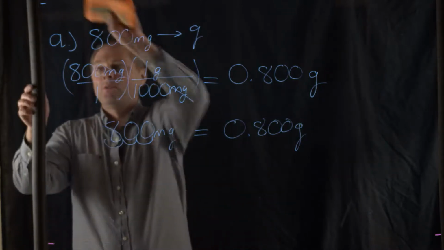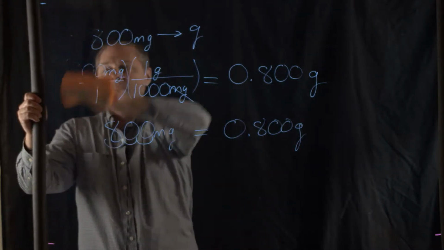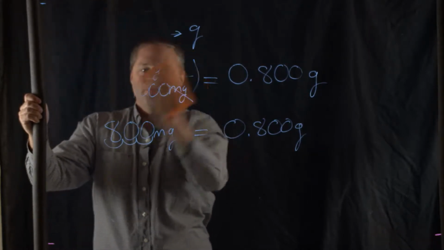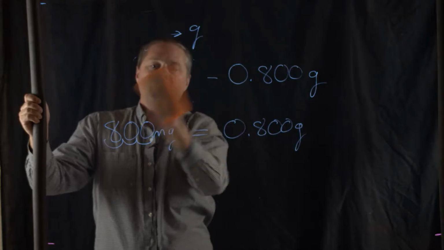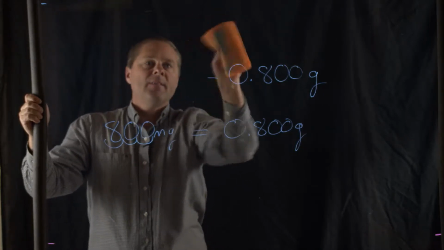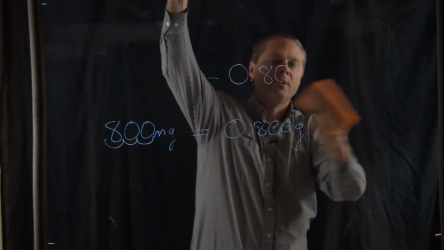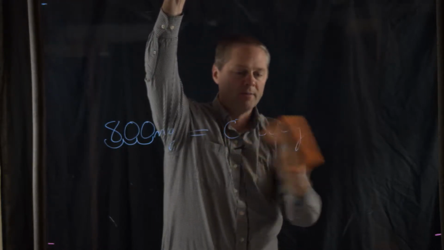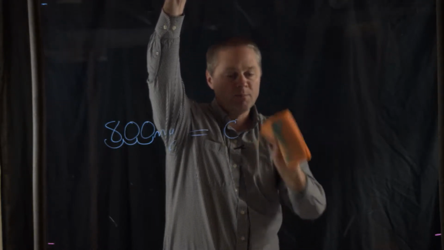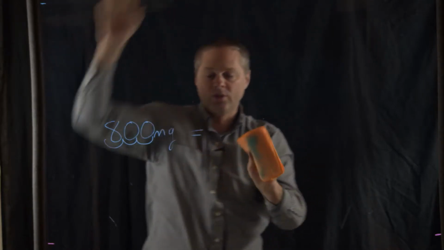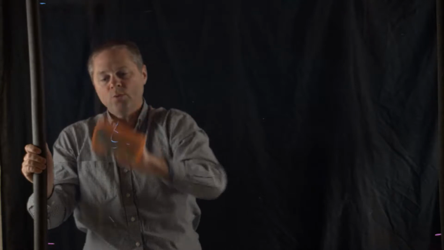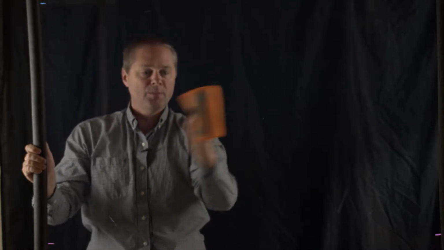Now, we're going to do part B. All right, just give me a few moments to get this erased. The nice thing about the metric system is that all you're basically doing is simply moving the decimal point. That's all you're having to do. So what you need to memorize is the order of those prefixes.